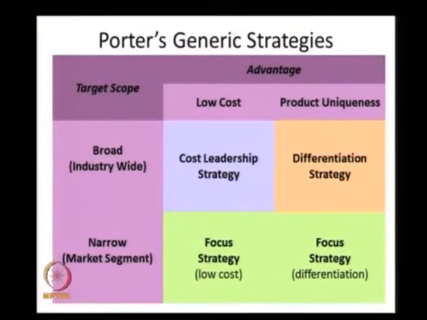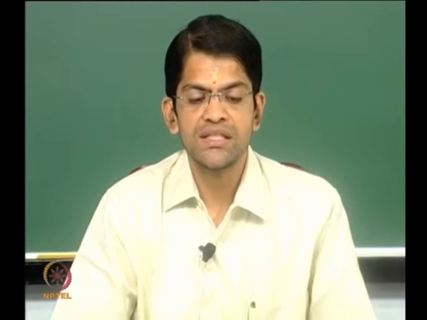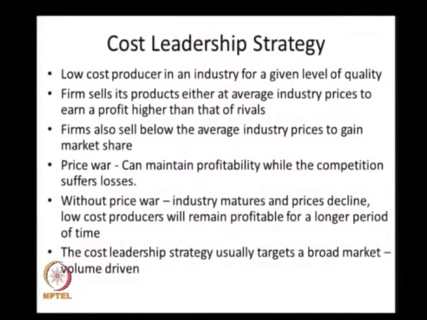The first thing is the cost leadership strategy, namely the low cost, which means that an organization that would like to have a cost leadership strategy will ensure that it is the low cost producer in that industry for that level of quality, which means quality is not compromised, but there is something inherent in the firm that ensures that it is the low cost producer, which means that the firm is capable of selling its product either at average industry prices to earn a profit higher than that of rivals, or it is capable of selling at below average industry prices to gain market share.